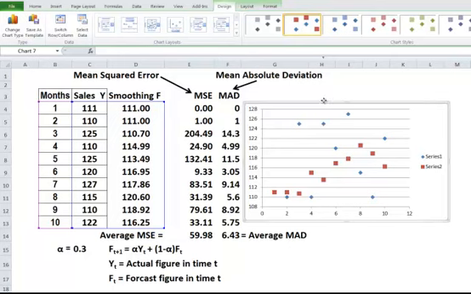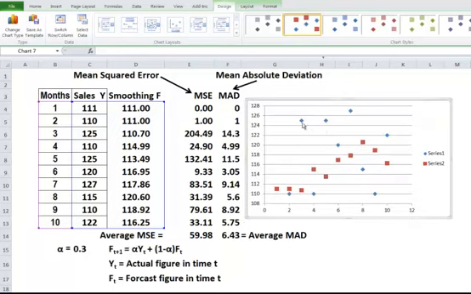Okay, so we've got two series in here. We've got the blue series. This is the original data, and you can see it's scattered around quite a lot. And then we've got the red one, which is the trend that we've calculated. So that looks tighter. This one here it's all over the place.